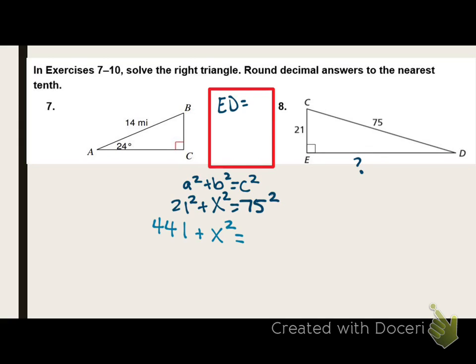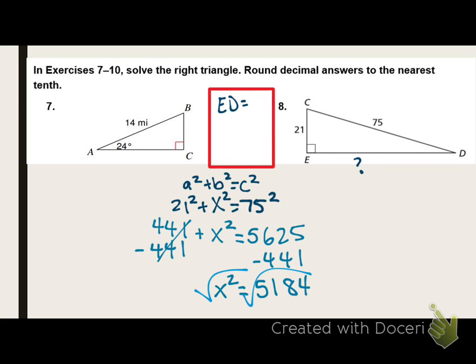21 squared is good, plus x squared. And then what's 75 squared? 5,625. Subtract 441. Good. 5,184. And then take the square root. 72. So make sure you don't call it x equals. You call it ED is, the length of ED. So we found all the sides. We can find the angles.